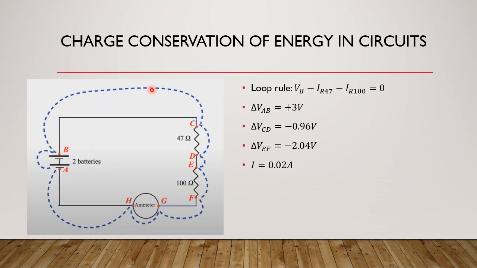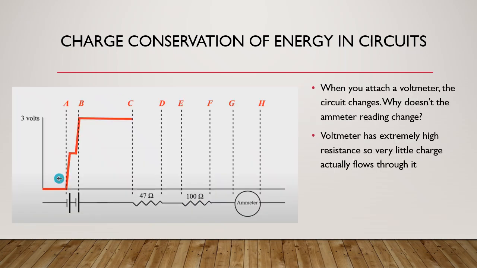So for this, we can use the loop rule, which states that VB minus the current at the R47 resistor minus the current at the 100 ohm resistor is going to be 0. And then we can work out the voltage from each one. And if you add all of these up, well, it's 0.02, but that's a rounding error. It should most likely be 0 due to the loop rule.